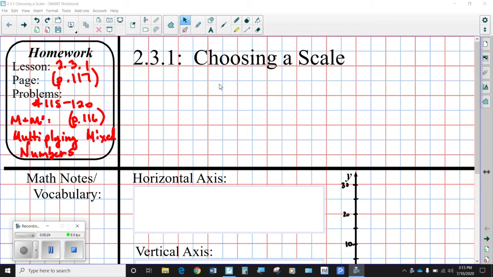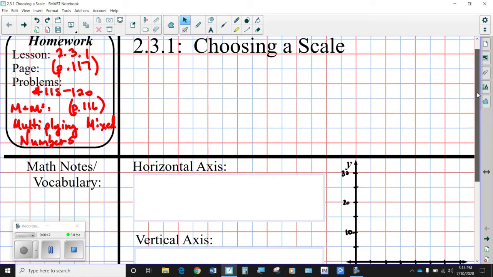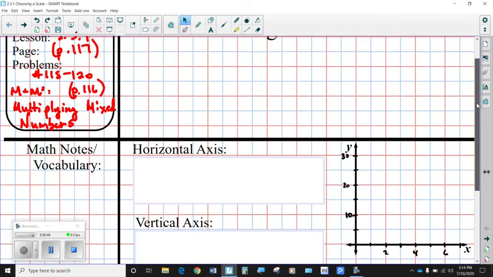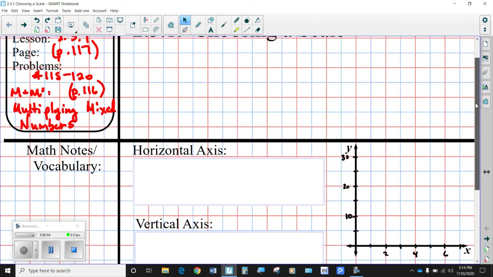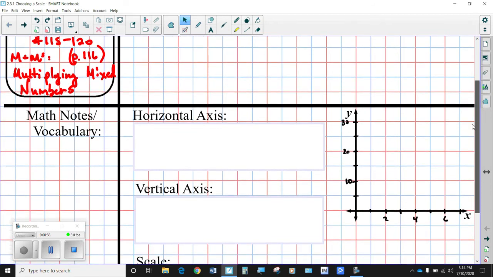Oftentimes at the back of a chapter, we have some isolated units and concepts that maybe fit in with the chapter, sometimes they don't. And this particular one really doesn't fit in with what we've been learning for the rest of Chapter 2, but it's okay. We're not going to dedicate an entire chapter to this, so we're just going to throw in a couple of lessons. It's called Choosing a Scale, and this relates directly to work that we do with coordinate grids.